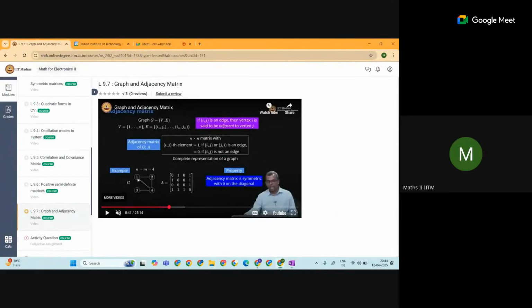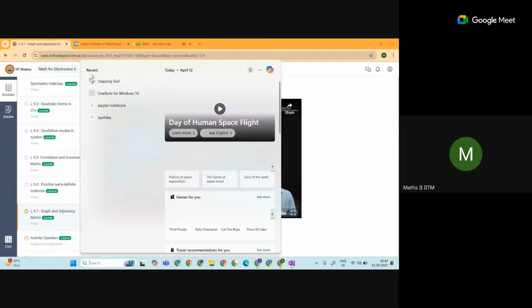See here, 1 and 2 is connected. To understand, you can write the vertices above and on this side, so that 1 and 2 connected means this is 1 here and this is 2 here. 1, 4 is connected, so here is 1. You can write it like that if you have difficulty.